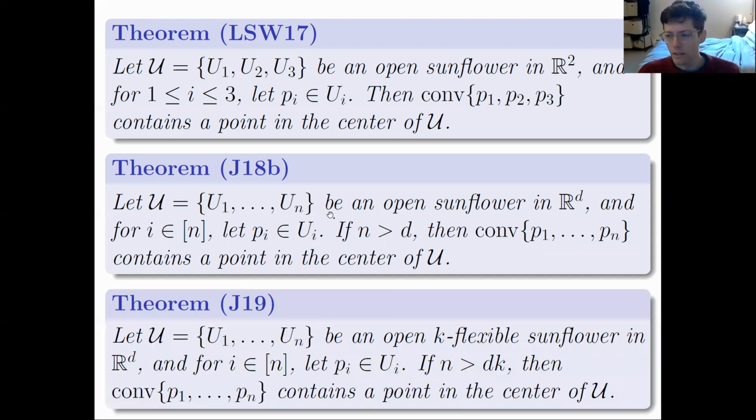And then we can introduce this K parameter, and the cost of doing so is that now the number of petals I need has to be larger than D times K. So it was larger than D when K is equal to 1, and in general has to be larger than D times K.